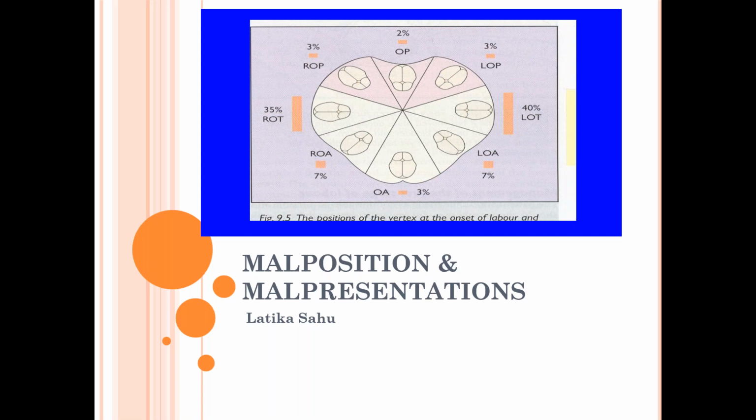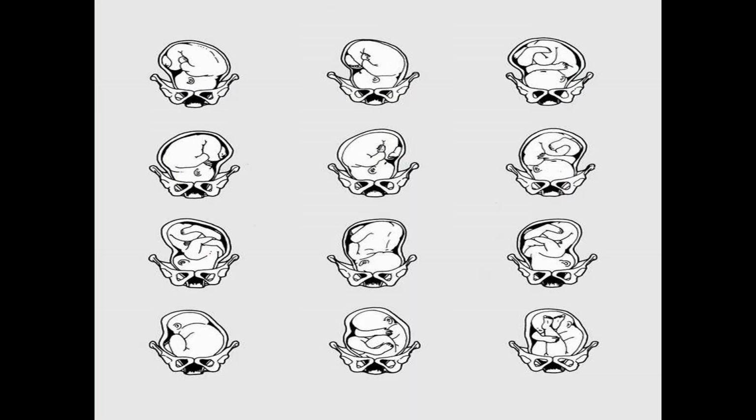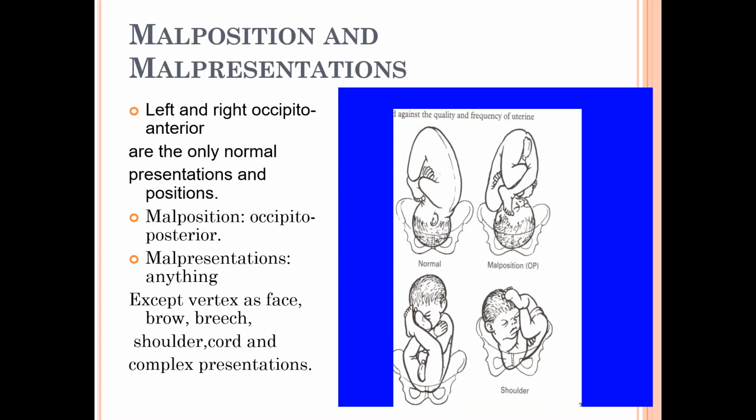Today we are going to read about malposition and malpresentation. This is the picture which shows that the baby can be in any position inside the womb. So what is malposition and malpresentation? They can be the left anterior.